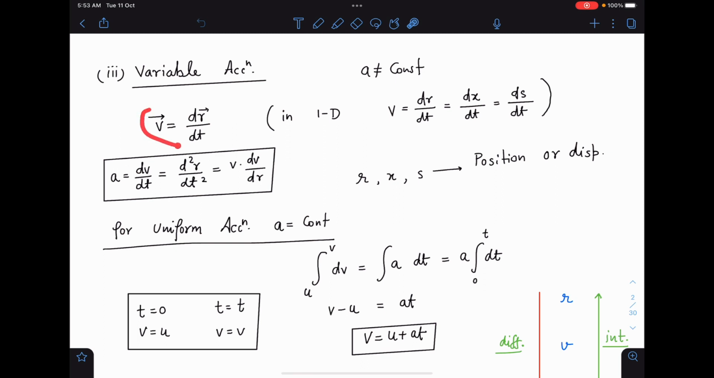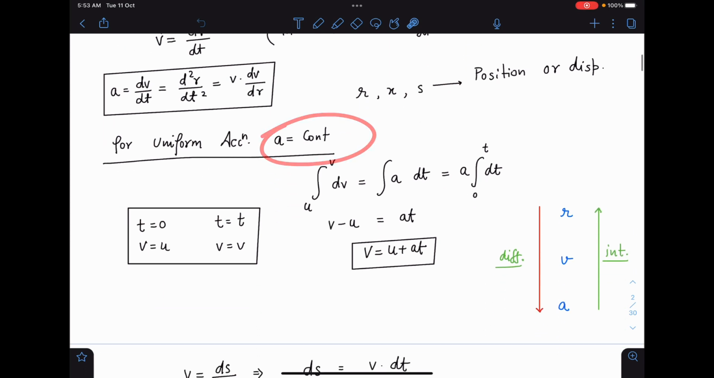So v I can write as d by dt of r, where r is position vector. In some books they will write dr by dt, somewhere it will be written as dx by dt or ds by dt. So all these three equations also I will request you to remember. a equal to dv by dt or d2r by dt square, or v dv by dr. For uniform acceleration, a is constant.